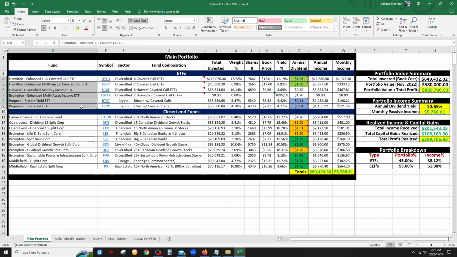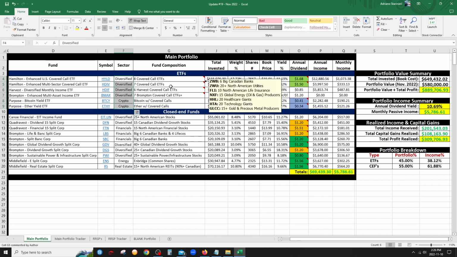You have the name of the fund here, the symbol, the sector, the fund composition. I like to go in detail, especially with these all-in-ones. Total invested, this is just my number of shares multiplied by my book price, the weight, how much does it represent in my portfolio total, book price, of course, my yield for each one, annual dividend, same kind of thing. For some, I do a little bit more tracking like the RSP.